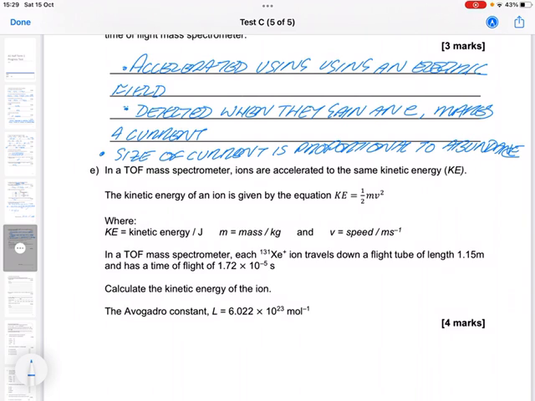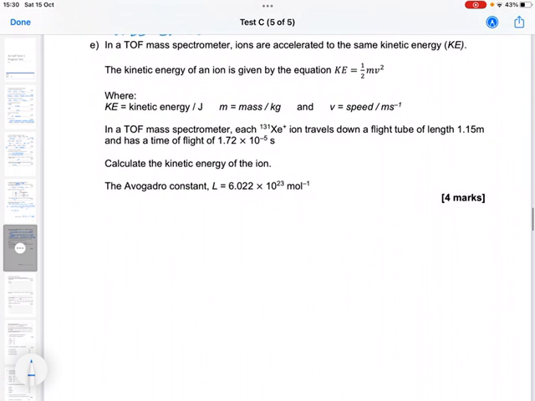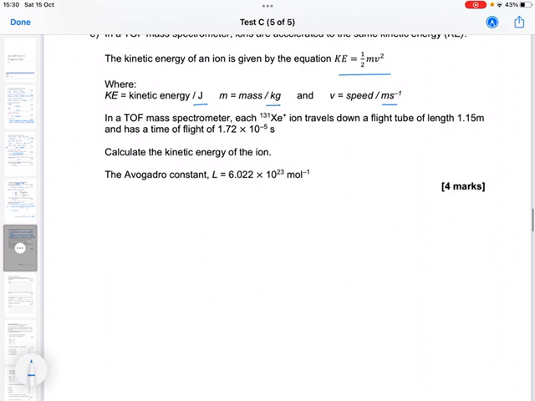Okay, E. In a time-of-flight mass spectrometer, ions are accelerated to the same kinetic energy. The kinetic energy of the ion is given by the equation there, where kinetic energy is in joules, mass is in kilograms, velocity is in meters per second. In a time-of-flight mass spec, so I can get the mass from that. I've got the distance of the flight tube, and I have the time of flight. Calculate the kinetic energy. So to get the kinetic energy, I need this. So I need to calculate my mass and calculate my velocity before I can do that.